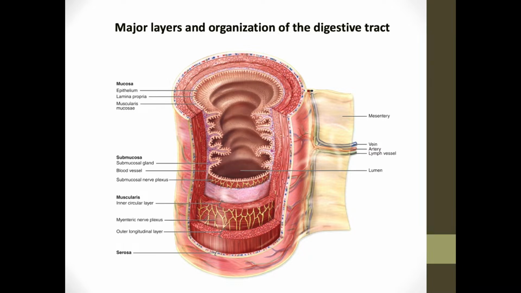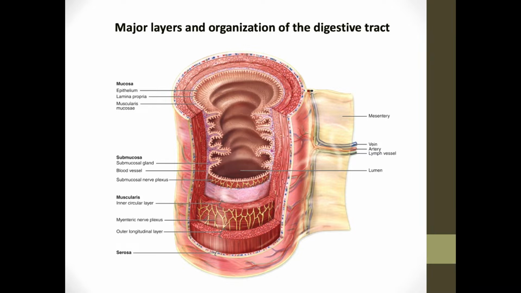Then is the lamina propria, which is the connective tissue, and the muscularis mucosa, which is a thin sublayer of mucosa. This is the layer of smooth muscle cells. Then the next is submucosa, which is connective tissue with blood vessels larger than the vessels in lamina propria. In some regions there are submucosal glands, for example, in the esophagus, not in the stomach. And also there is the submucosal nerve plexus.